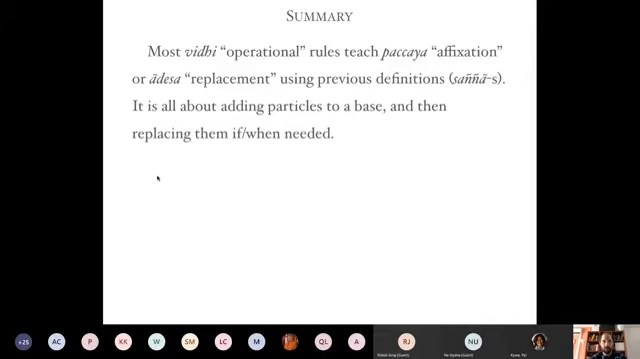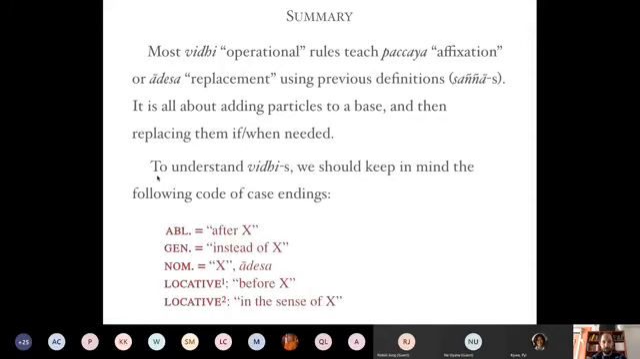So to conclude, the summary of what we have seen today. Most vidhi or operational rules teach paccaya, affixation, or adesa, replacement, using previous definitions, sannyas. It is all about adding particles to a base and then replacing them if or when needed. To understand vidhis, we should keep in mind the following code of case endings. And very simplified, the ablative will mean after X.